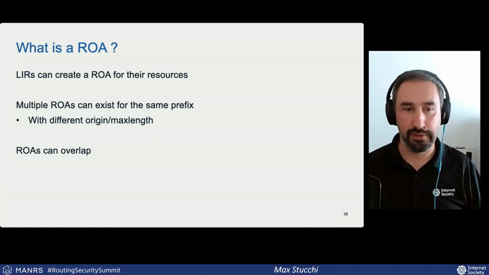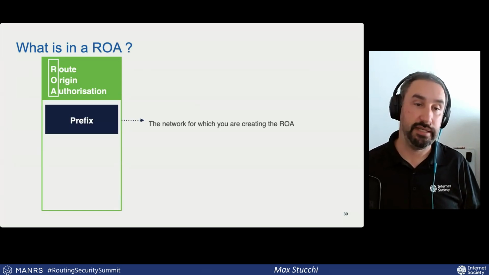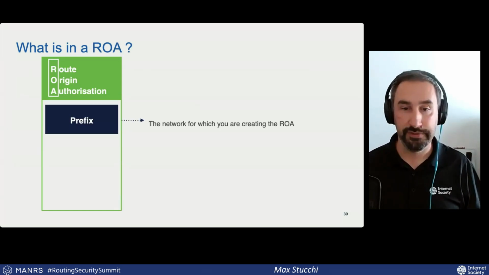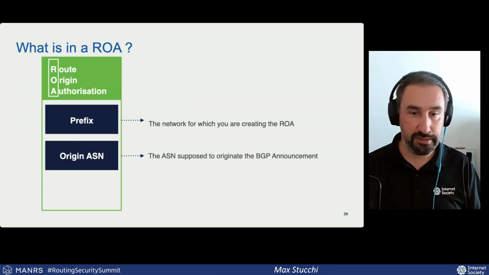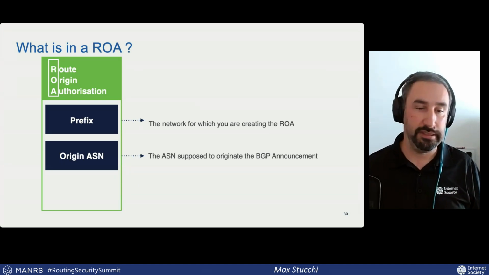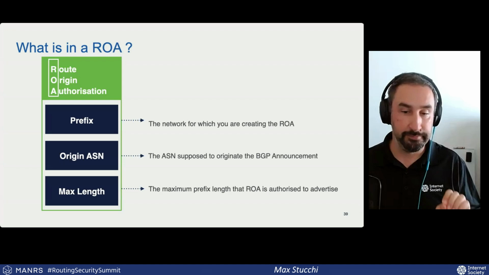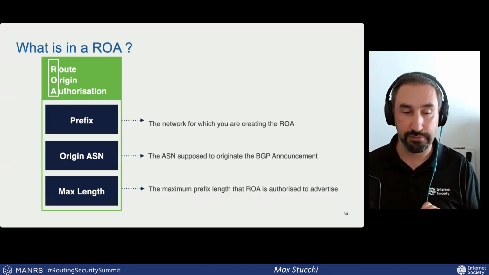And of course, they can overlap. So when I look at a ROA, I have three pieces of data in it. I have the prefix, so the network for which we are creating the ROAs. We have the origin ASN, and this is what I had already mentioned, but we have a third data point in here, what's called max length, the maximum prefix length that a ROA is authorized to advertise.